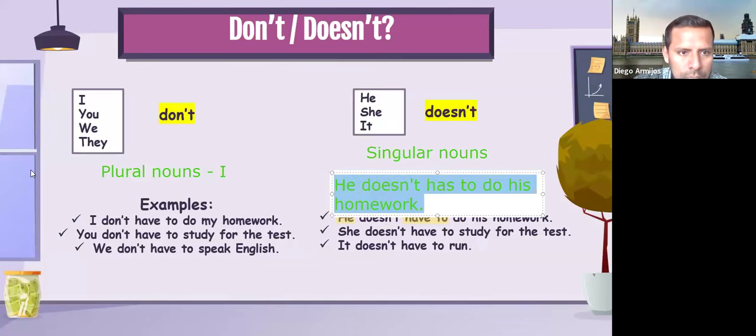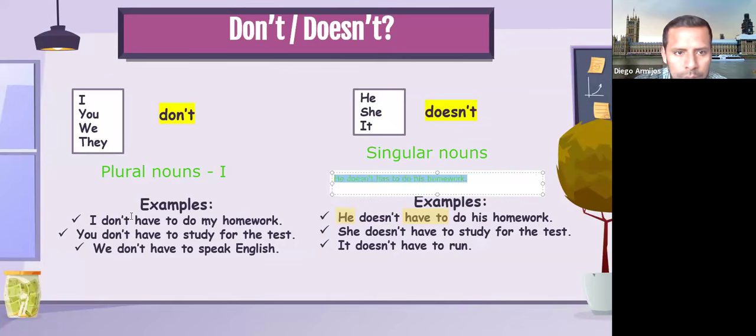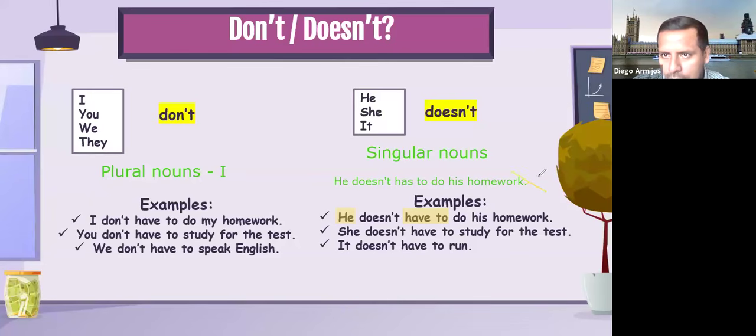What do you think, guys? Is that correct or no? He doesn't has to. No, this is totally incorrect, guys. This is not correct because you have the auxiliary. It means this verb has to be in the base form as have to, okay? This sentence is incorrect, okay? Very good, fantastic. Pay full attention to this. When you have an auxiliary doesn't, you have to keep the same base form. Doesn't have to, it doesn't have to, etc. Okay? Very good. I hope you got it, guys.